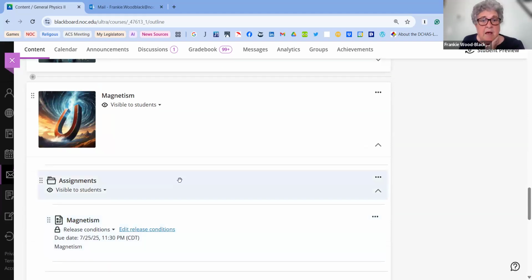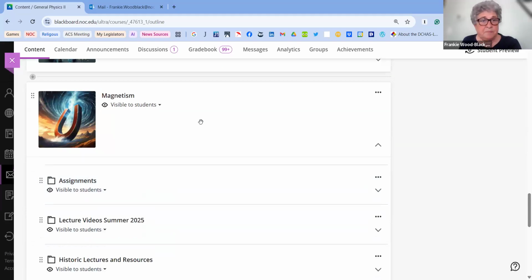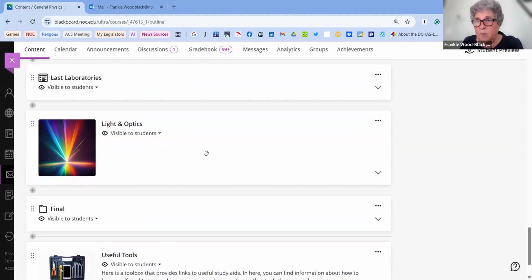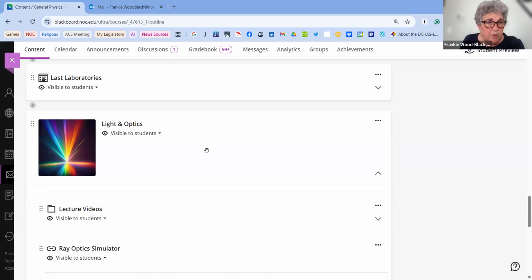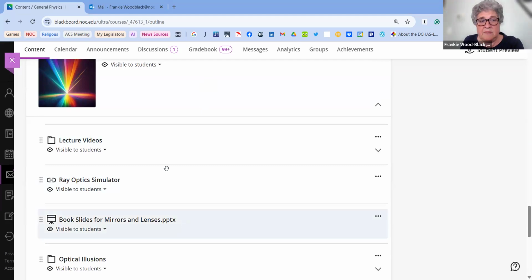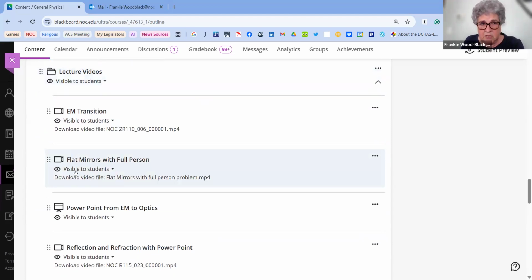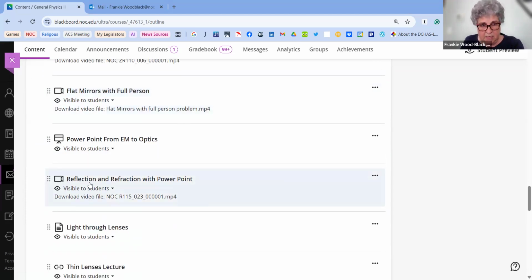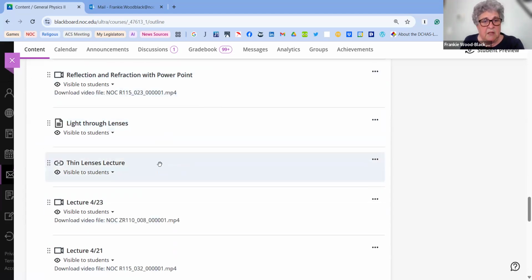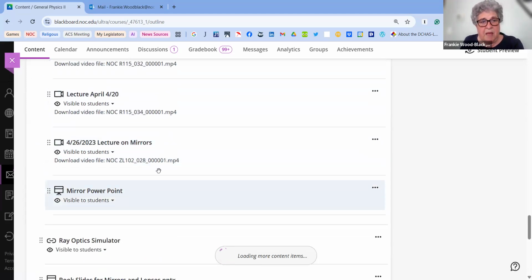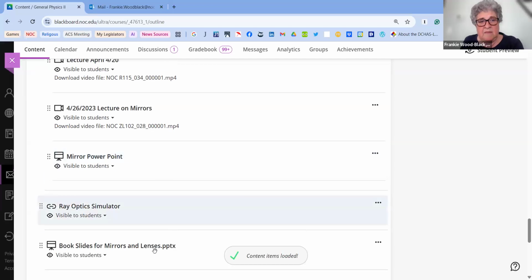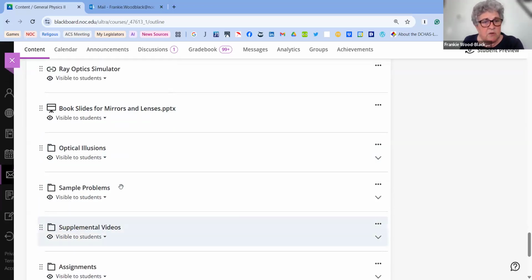We are starting optics today, so I want to walk through where things are. You do have sets of slides, and we are going to go through a set of those slides today. You do have a series of lecture videos. I have broken up a number of the problems. This is flat mirrors with a full person. This is doing reflection and refraction. There are thin lenses and some other past ones. This is mirrors only, and this is mirrors and lenses. So those are in here.